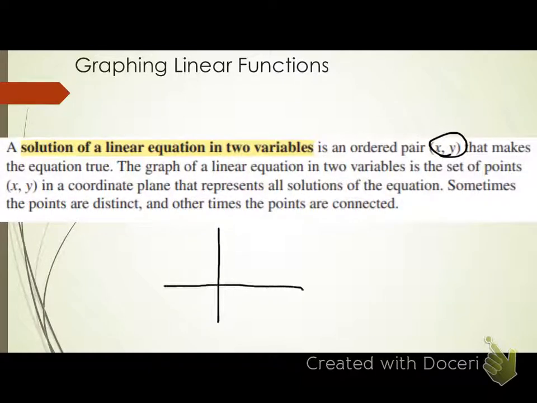So if I have a graph of a line, all that line means is that every ordered pair on this line is a solution to that equation we were dealing with. Every single one. So there's an infinite number of solutions or ordered pairs that make the equation true. So that line just represents all the ordered pairs that are solutions of the equation.